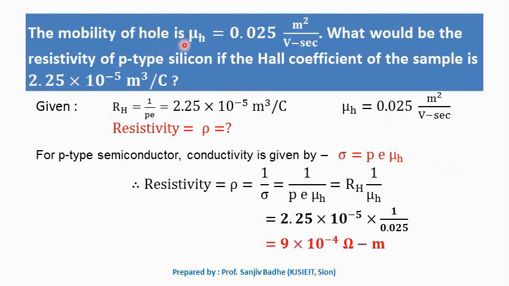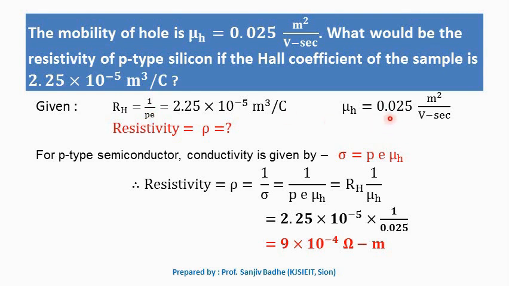The mobility of hole, mu h, is equal to 0.025 meter square per volt second. What would be the resistivity of p-type silicon if the Hall coefficient of the sample is 2.25 into 10 raised to minus 5 meter cube per coulomb? So the Hall coefficient is given as 2.25 into 10 raised to minus 5 meter cube per coulomb, and this is a p-type semiconductor, p-type silicon. So RH will be equal to 1 upon PE, where P is the hole concentration.